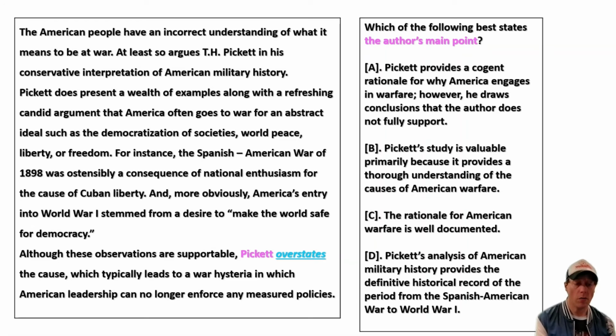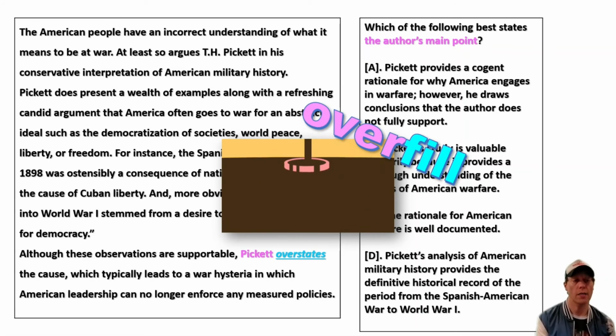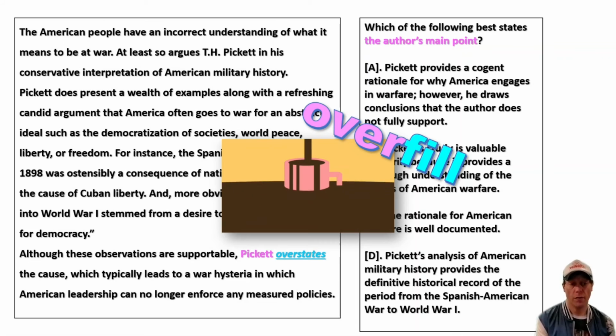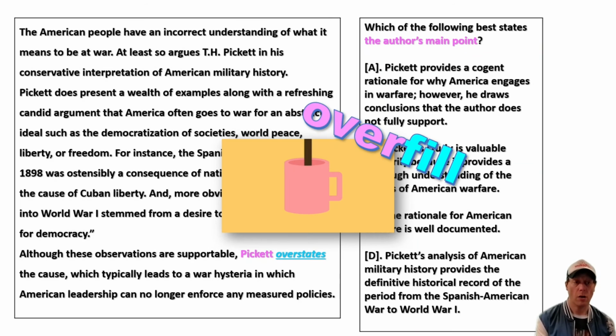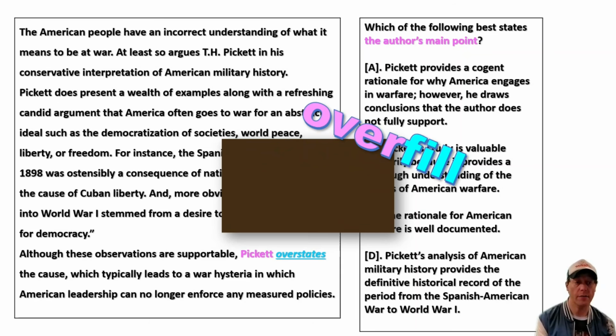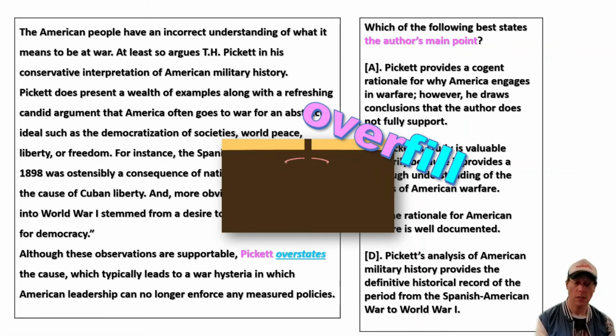Then it says overstates. So the subject is Pickett and then overstates. So what does over mean as a prefix? For instance, the cup is being overfilled with coffee. Basically, over means too much, which is a negative prefix. So it looks like the author's opinion is perhaps negative.